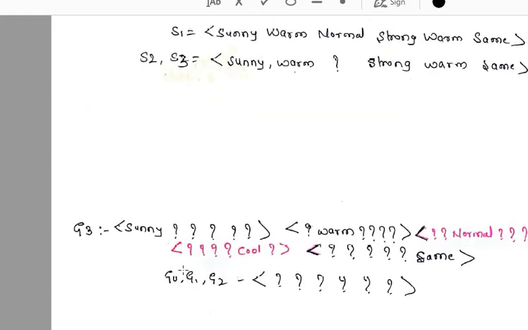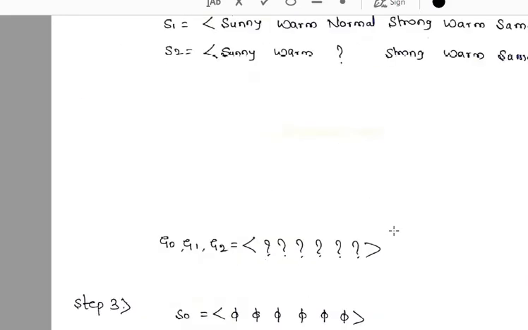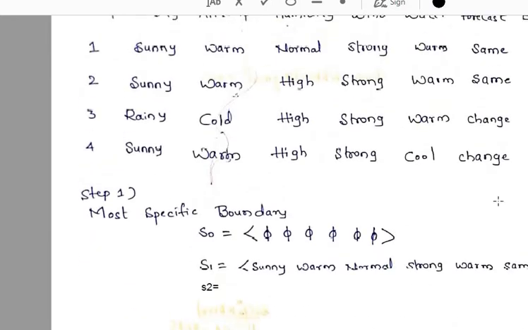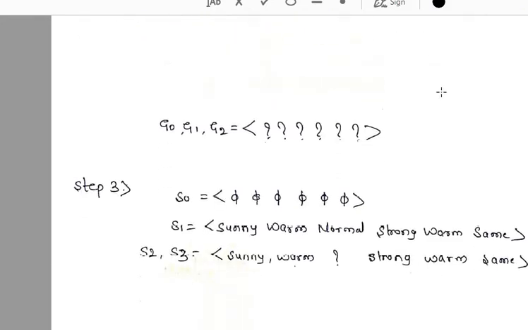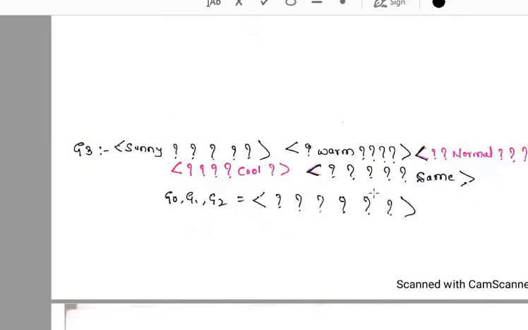So you can see here for cool, the fifth attribute value I have replaced it as cool. Now the last attribute value is change. Change is classifying negatively, but what is the opposite of change? It is same. That means for same it is classifying positively. So hence the last one I have replaced as same. So this is what we have to do in the third step.